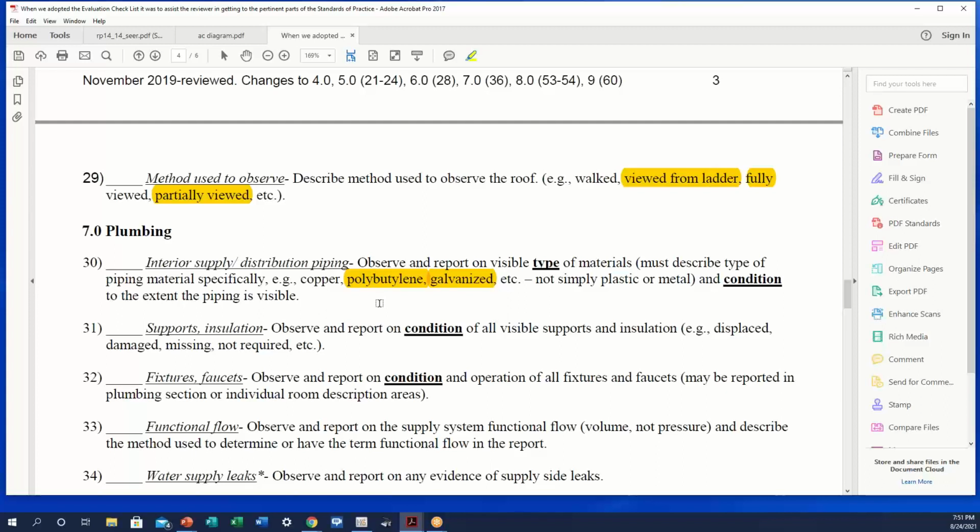Okay, how many of you go to the toilet tank? It's original, and you open up the lid and you look inside it and the tank is brown.